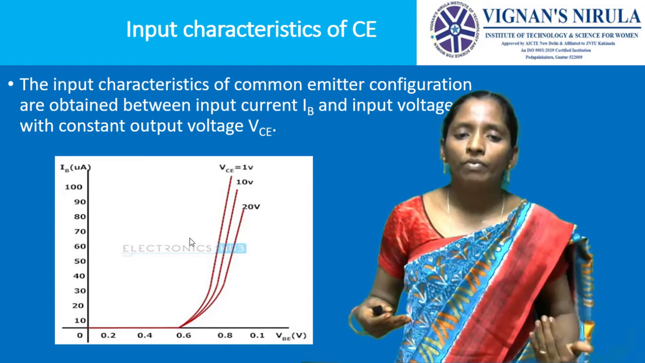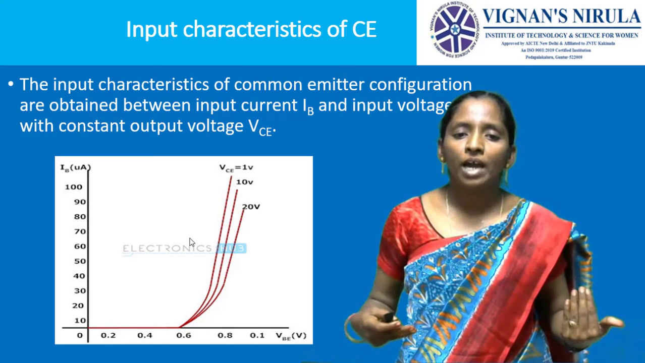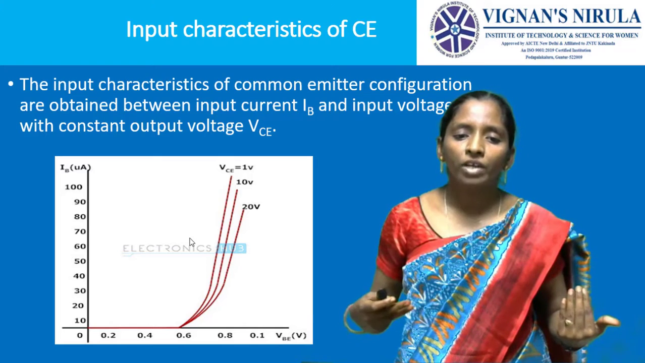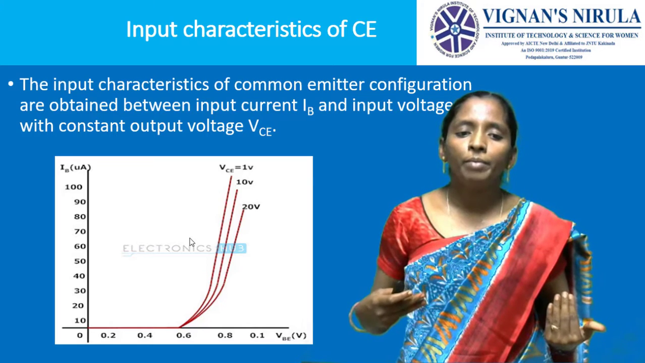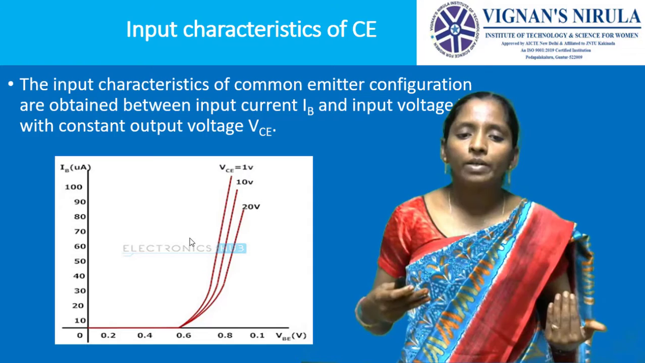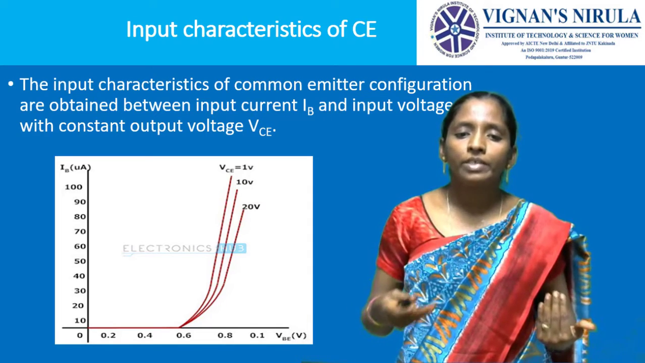In common base configuration, the curve shifted to the left side. But in the input characteristics of the common emitter configuration, the curve shifted to the right side. That means what is happening here? Here the base current decreases. We are taking IB, so here the base current is decreasing. That's why we are getting curves like that.